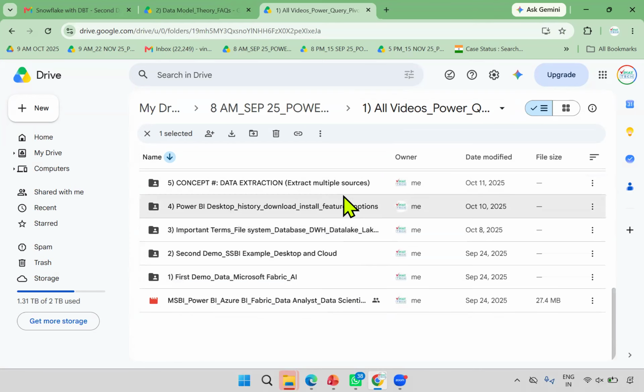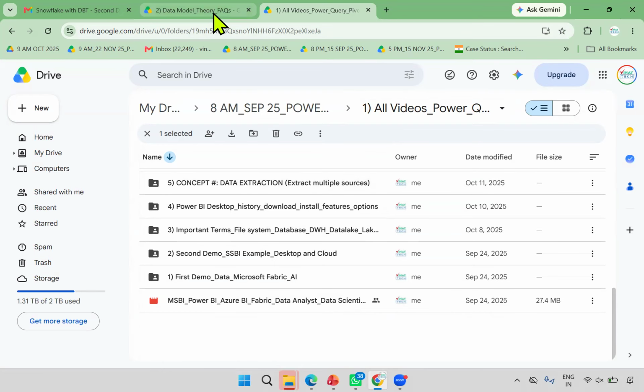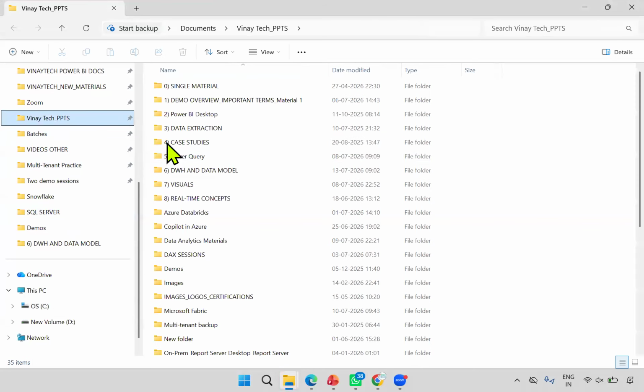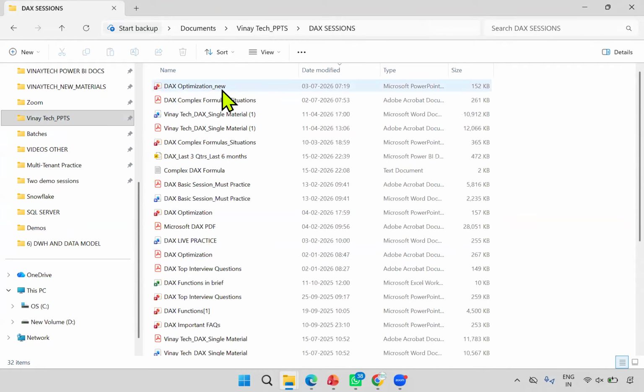Point number 1. And point number 2, coming to materials. Good materials I'll give you. Take any material, for example, a DAX session material.